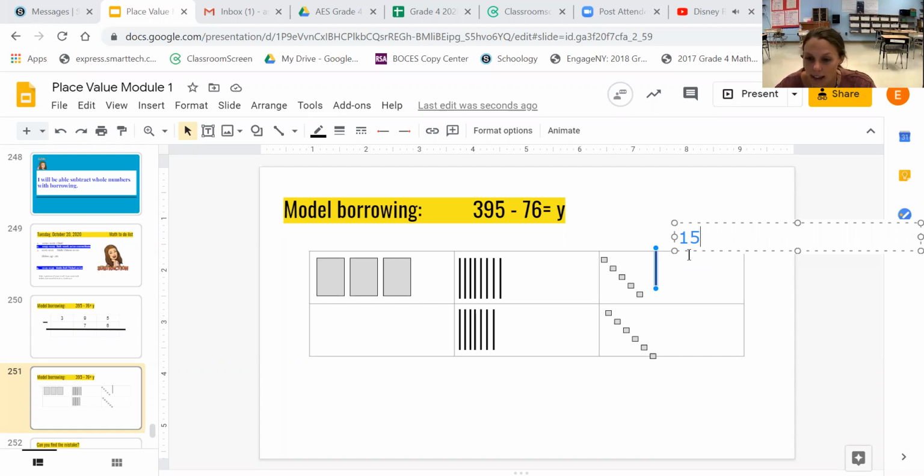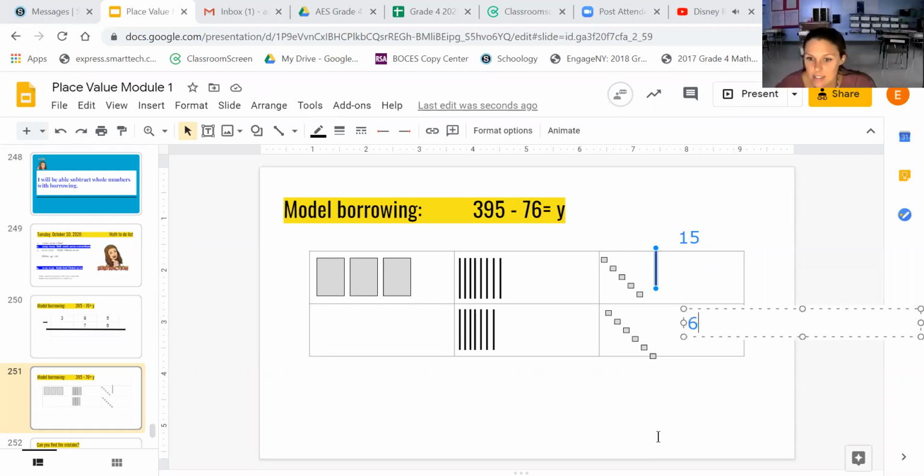Now I can subtract. So 15 minus 6 would be, and if you don't know, we could always count them, right? We can count down. Or I like to count up personally, so 6 to 15, and I get 9. So I'll put my 9 down here so I don't forget. And now I can subtract my tens place.